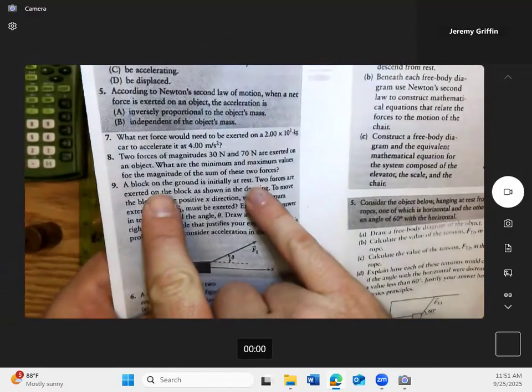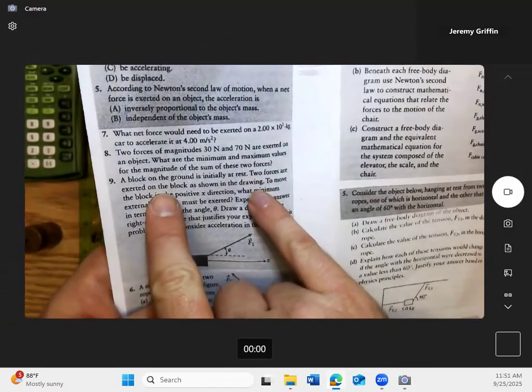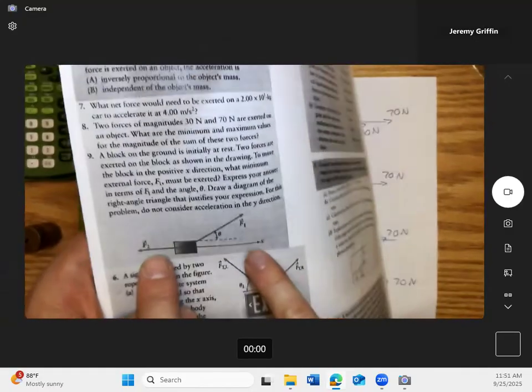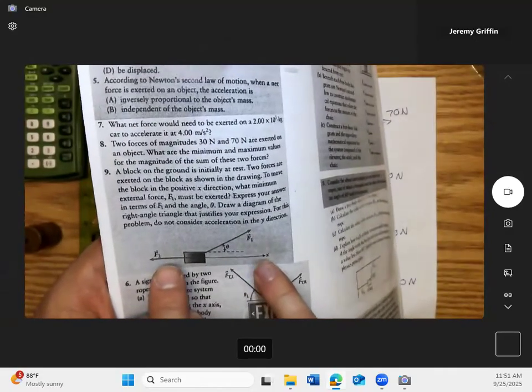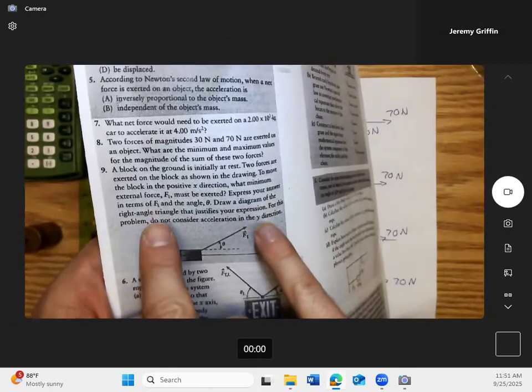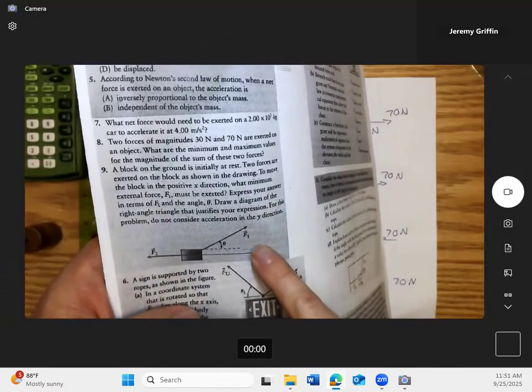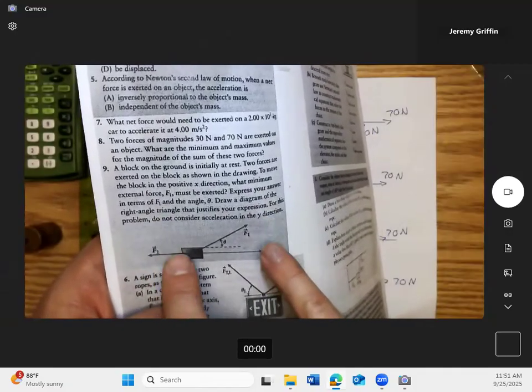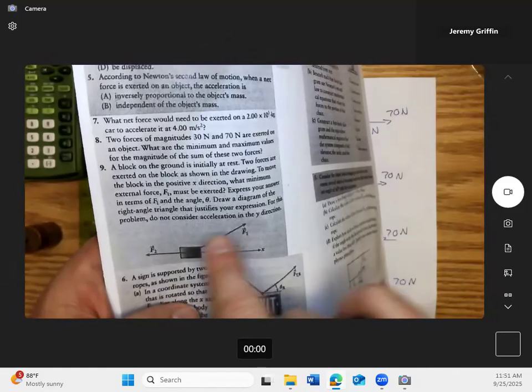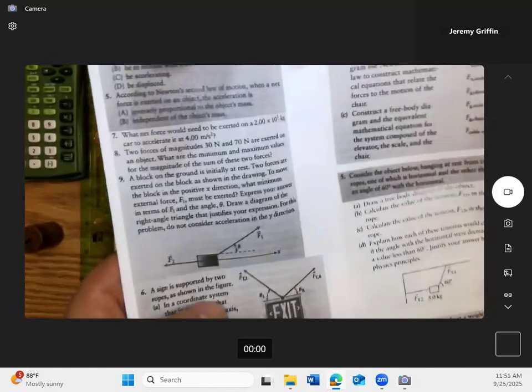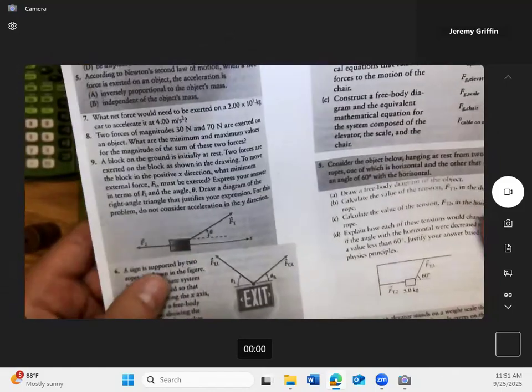Alright, let's do number 9 right here. Got a block on the ground initially at rest. 2 forces are exerted on the block, as shown in this drawing. Okay. To move the block in the x direction, what's the minimum external force F1? Express your answer in terms of F2 and this angle theta, and then draw a diagram and so on. Right? And they're just honed in on the x-axis. They're saying don't worry about the y-axis yet.